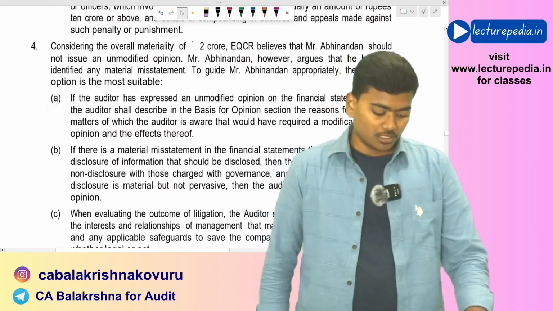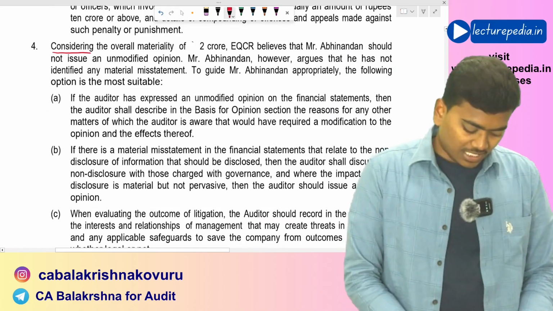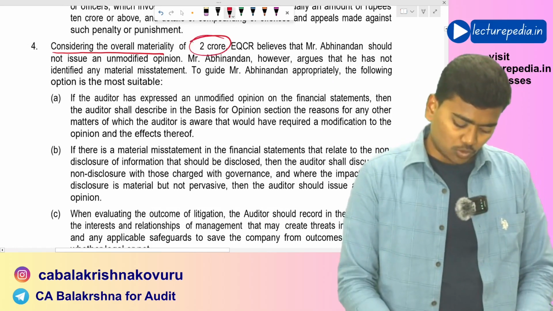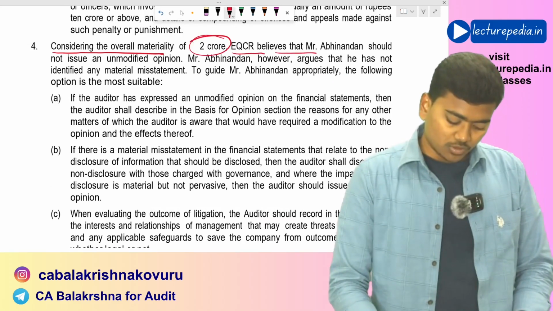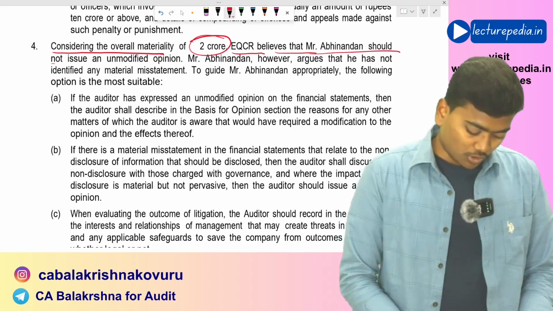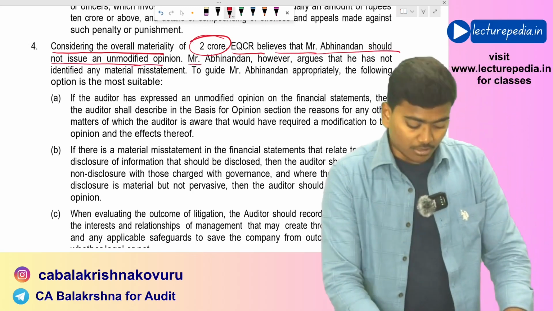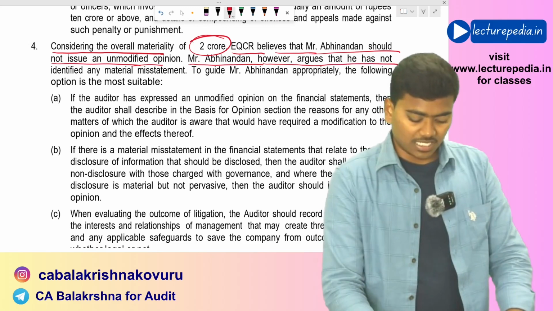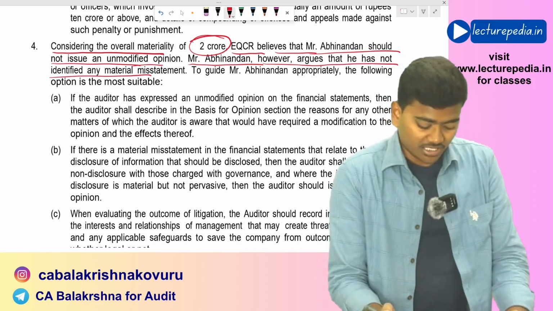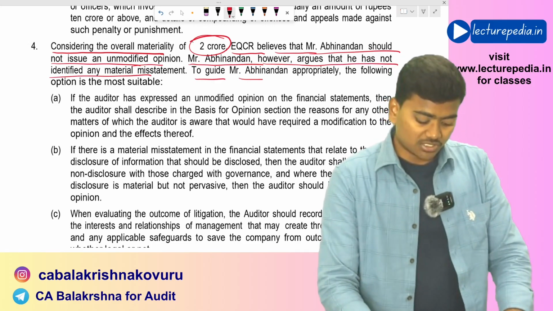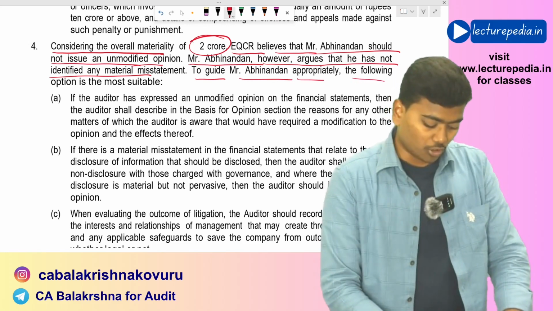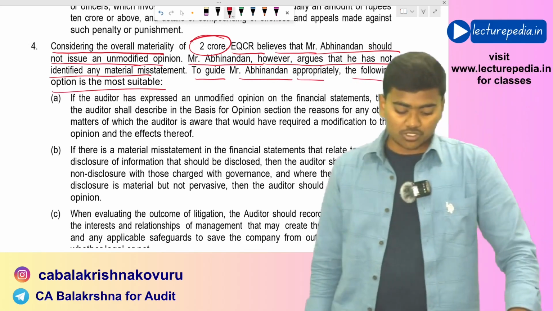Next, MCQ number 4. Considering the overall materiality of 2 crore, the EQCR believes that Mr. Abhinandan should not issue an unmodified opinion. Mr. Abhinandan, however, argues that he has not identified any material misstatement. To guide Mr. Abhinandan appropriately, which of the following options is most suitable?